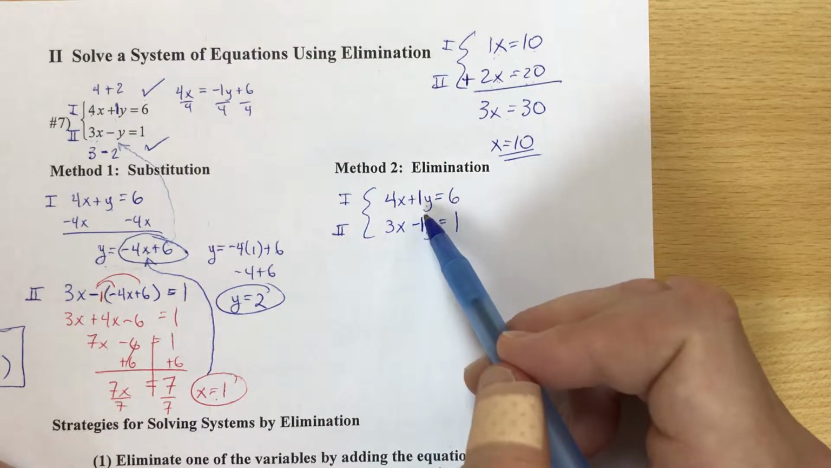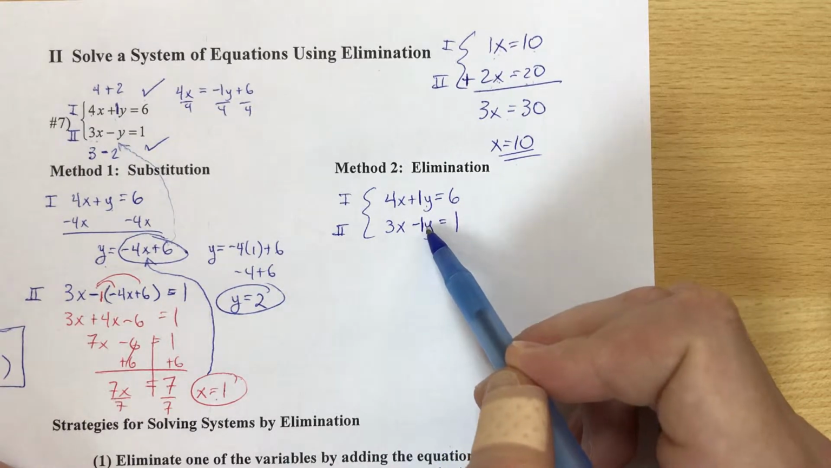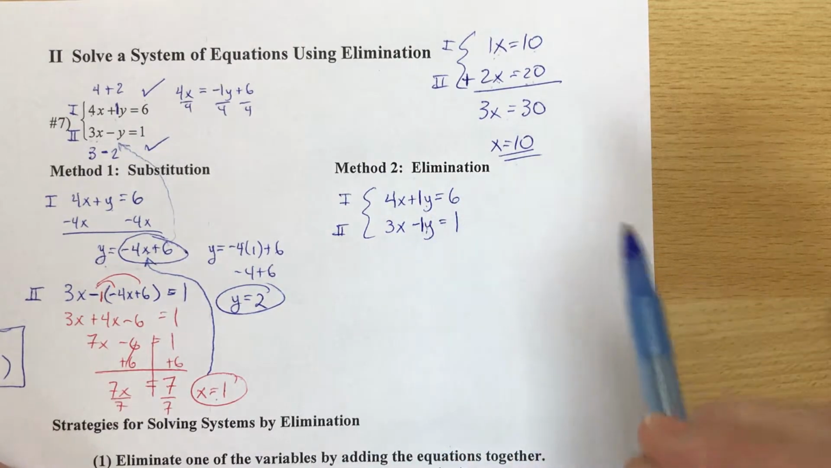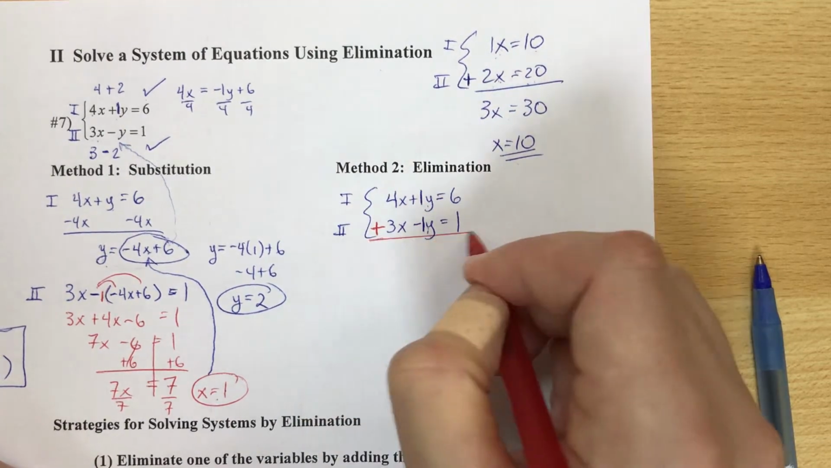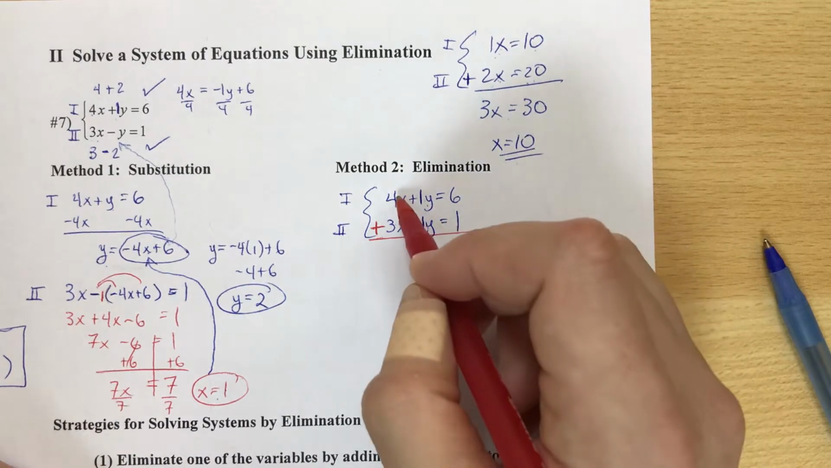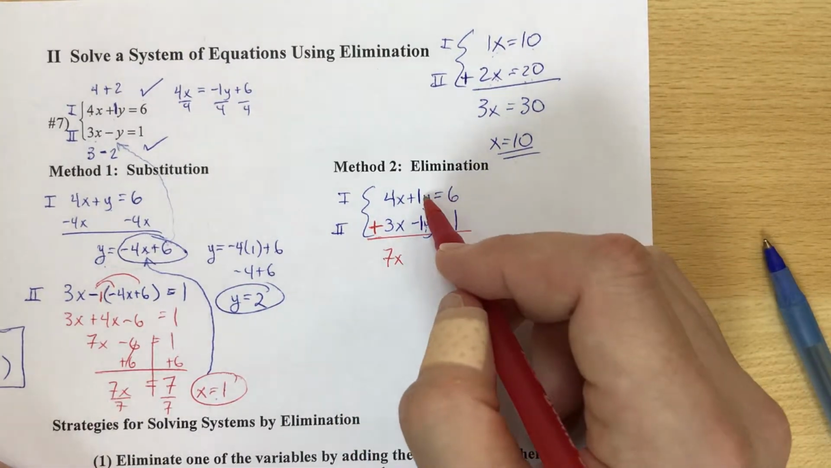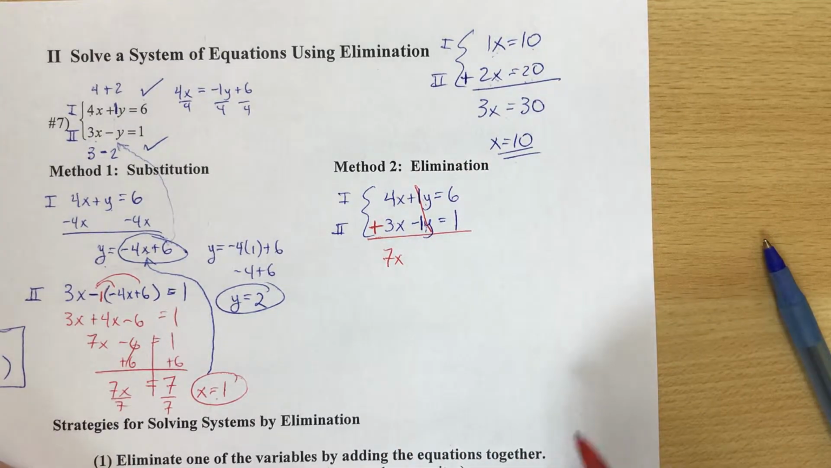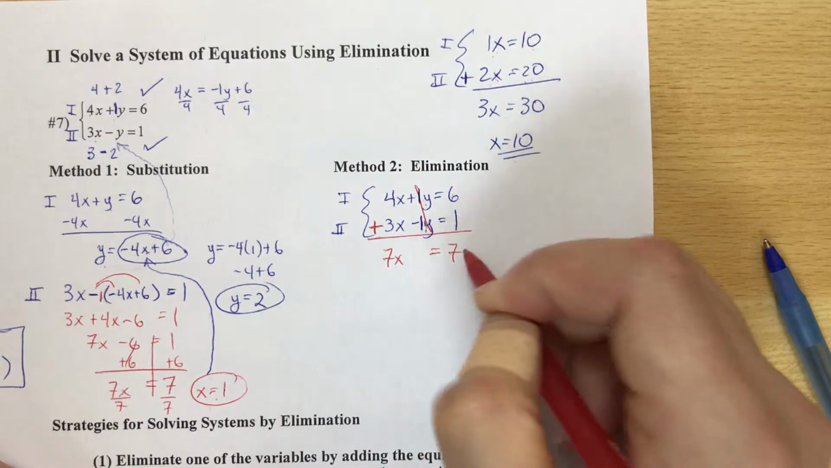If I add opposites, I get 0 every time. So if I added these two equations, the y's would cancel out. They would eliminate each other. We would get rid of that variable. So that's exactly what I'm going to do. I'm going to put a plus sign here. And what we do is we're going to add the columns. 4x plus 3x is 7x. Now, what's 1y plus negative 1y? That's 0. That's 0y. So I'm not even going to write that. Equals 6 plus 1 is 7.